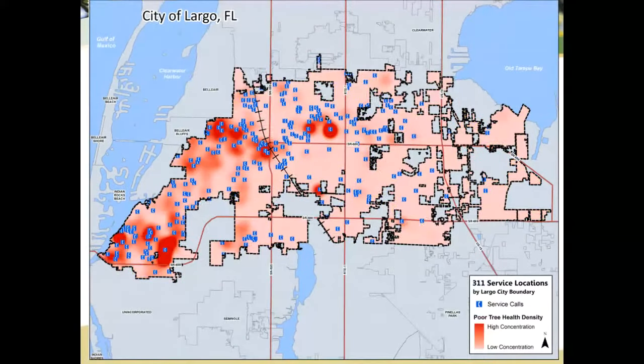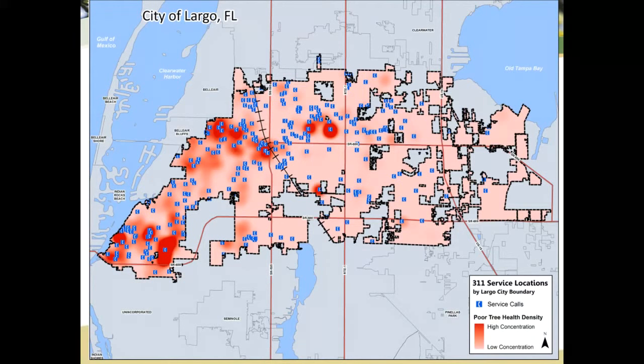I know another interesting idea is to look at how your 311 or your internal calls are coming in, and is it really related to the tree issue and the resource issue, or is it more related to people that know about it? So here we can see at Largo that there really is no correlation between the health and condition of the trees and where people call in from on complaints of tree-related issues.